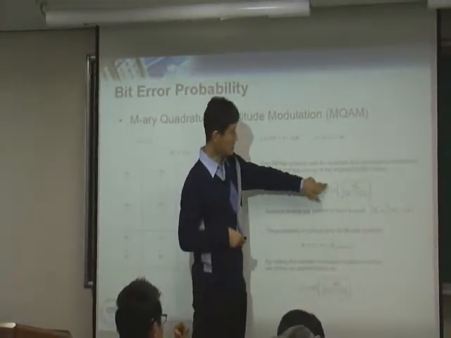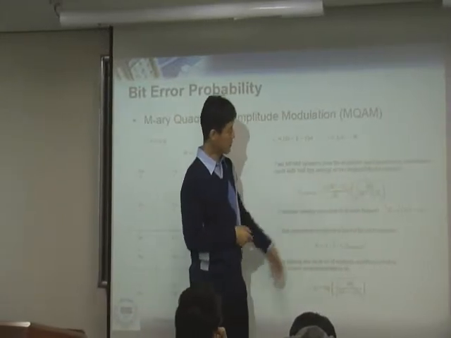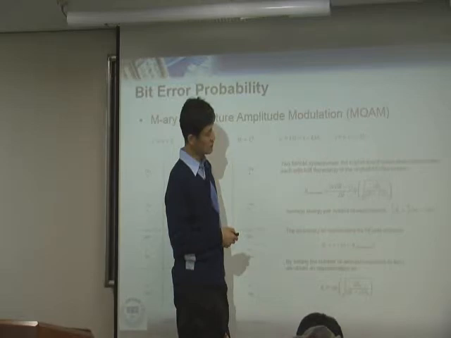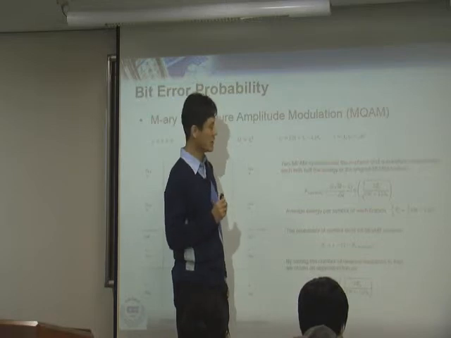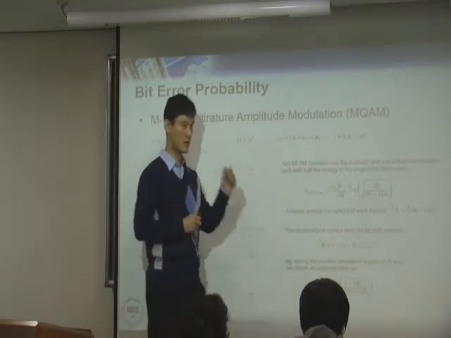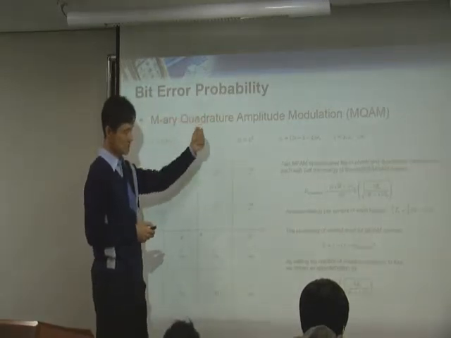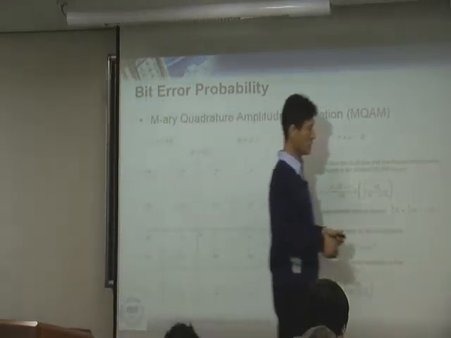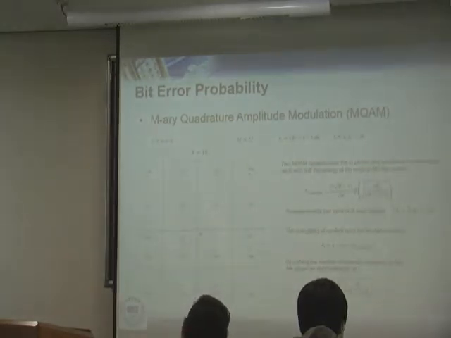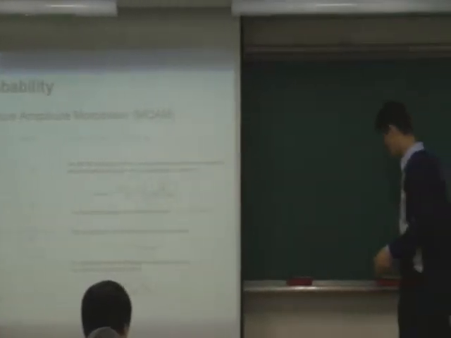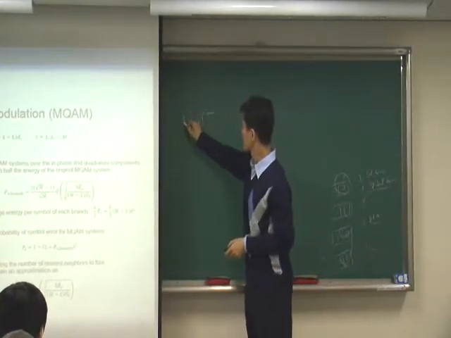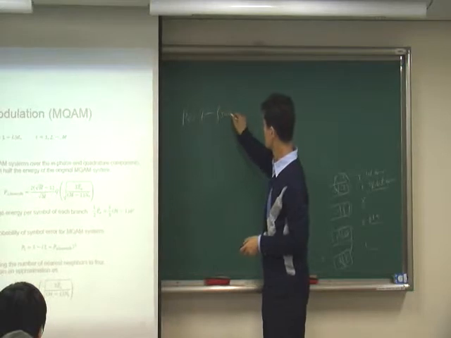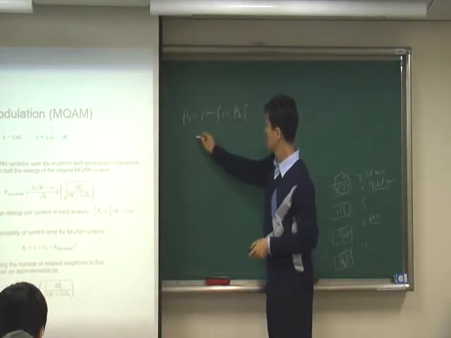But as you see here, this one looks a little bit complicated. So what people do is that maybe we can try to do some approximation. Of course, you have to make a certain assumption. Let's say our M is big. We assume some big M. Then now let's think about this one. Symbol error probability equals to this one.